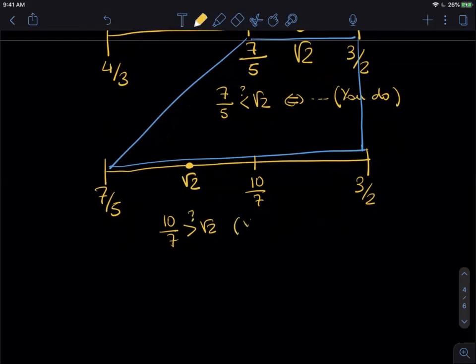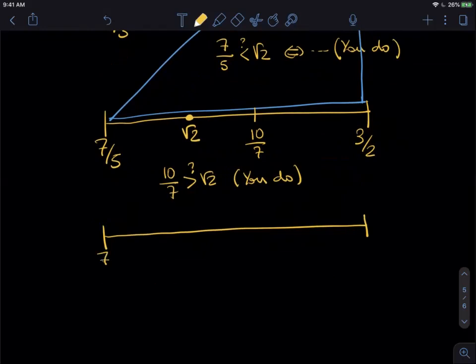This you prove. We have already seen how to do that, so now you practice. And we can just keep going. Now we have 7/5, 10/7. Okay, the number in between is going to be 17 divided by 12. Okay, and so on.